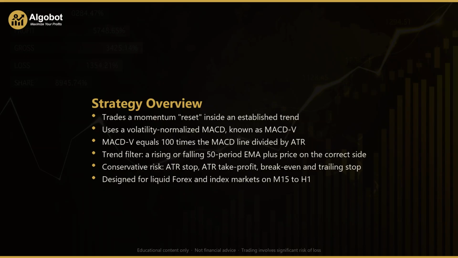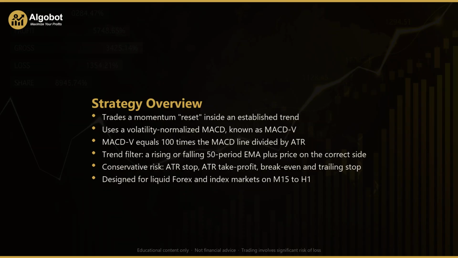Macd Volatility Zone Pullback is a continuation strategy. That means it does not try to call tops and bottoms. Instead, it waits for a trend to already be in place, then looks for a brief cooling off in momentum before the move resumes. The idea is to join an existing trend after a small pause, rather than chasing a market that has already stretched a long way.